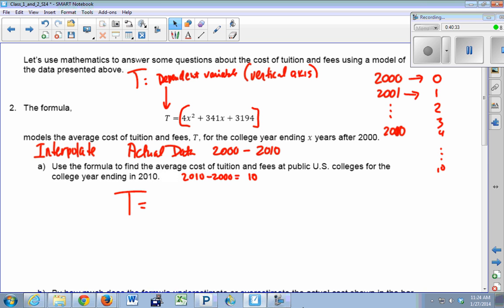So I just use my model and I plug in 10 for X, and I evaluate the expression on the right hand side of this equation. And what do I get when I do that? I know some of you have already done it.